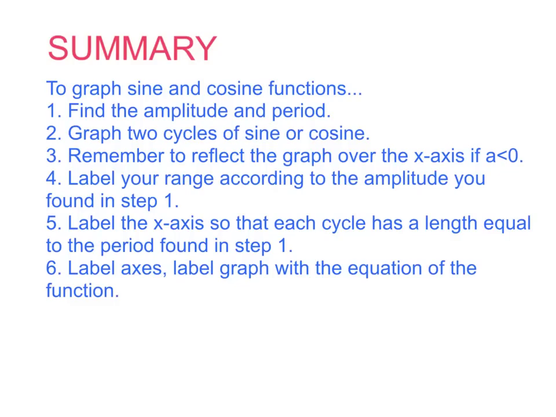And here is your summary for graphing sine and cosine functions. You want to find the amplitude and the period, and the frequency will help you find that period. You're going to graph 2 cycles of sine or cosine, depending on what they give you. Remember, if the coefficient is negative, that you want to reflect the graph over the x-axis. You start by labeling your range according to the amplitude that you found, and then you label the x-axis so that each of your cycles has a length equal to the period that you found in the first step. And don't forget to label your axes and your graph.